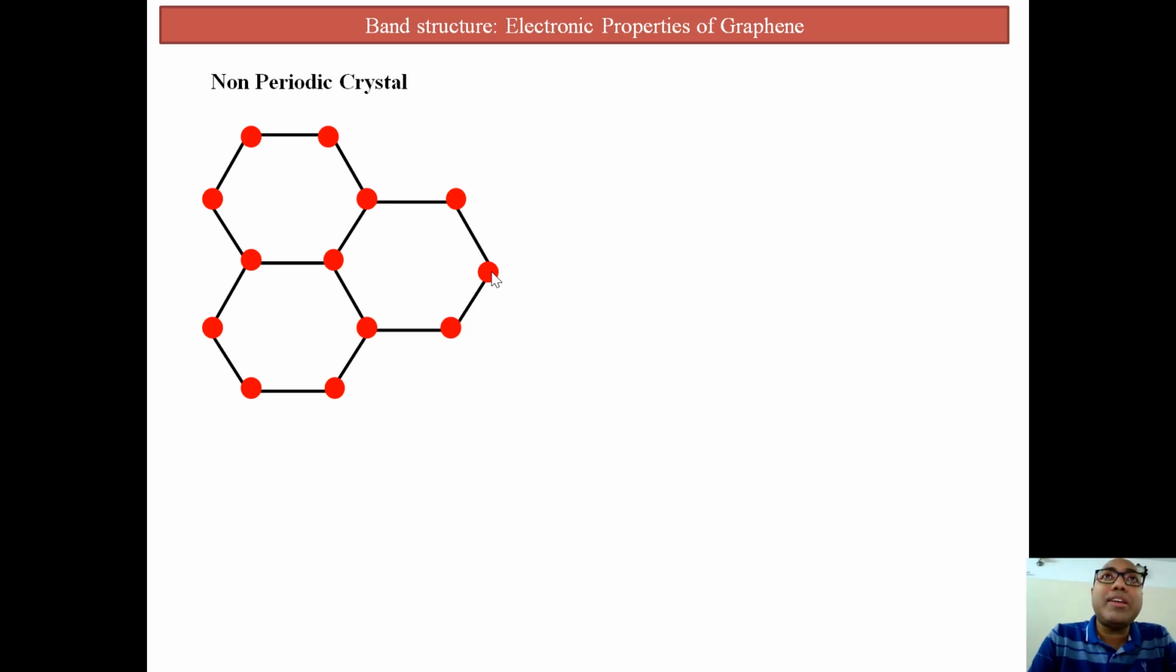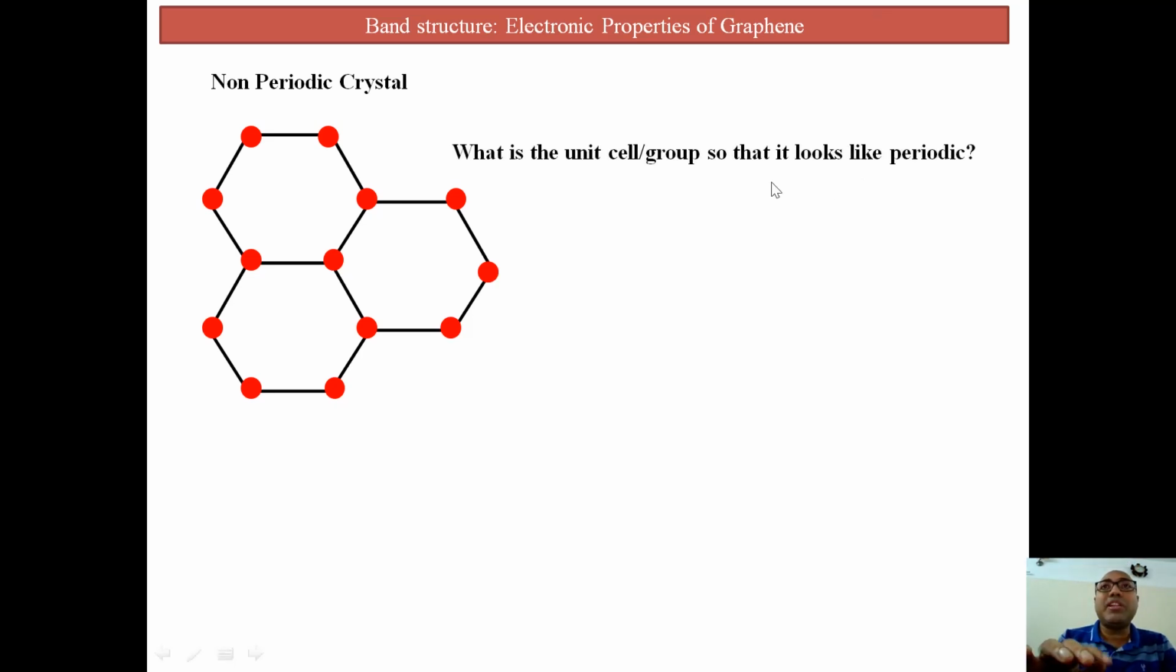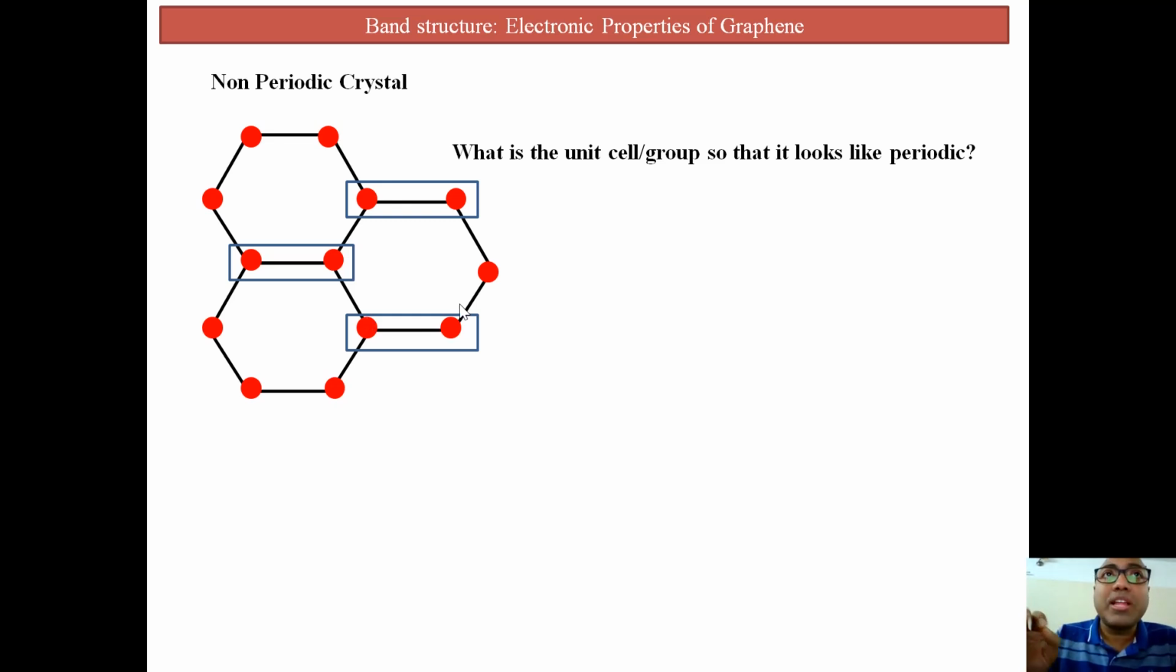So what is our idea? Our idea is to make a unit cell. So what is the best unit cell that you can consider? What is the unit cell group so that it looks periodic? And this is the unit cell. If you consider this as a unit cell, you can say it looks periodic. So what you have to do is put it in regularly.